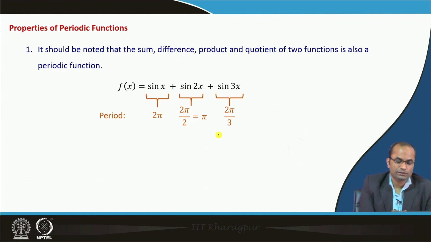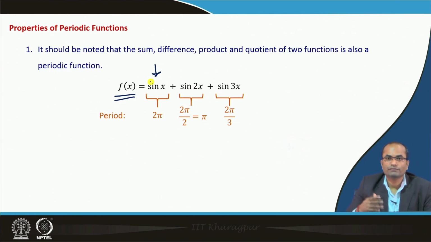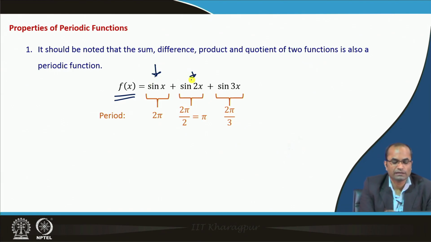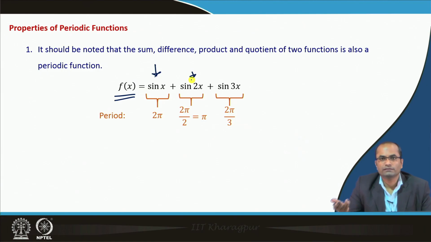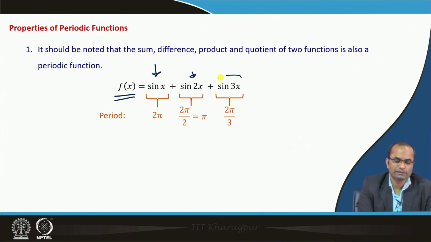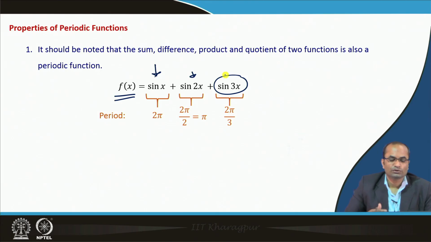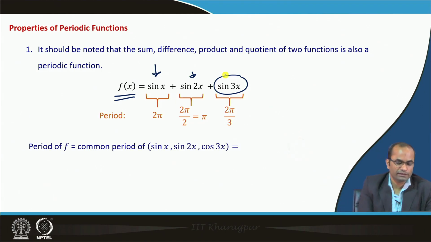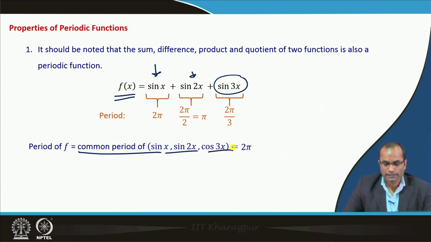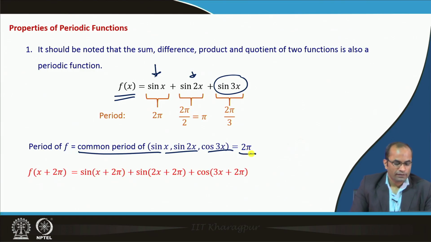As a result we can say something about the period of f x, because the first term repeats its value after 2 pi, the second repeats after pi and naturally after 2 pi also, and the third also repeats after 2 pi. So the sum function will also repeat its value after 2 pi, which is the common period of all these functions. So it is 2 pi here.